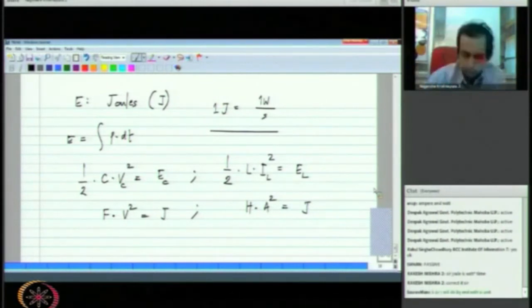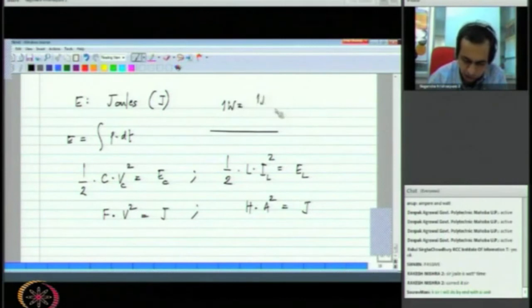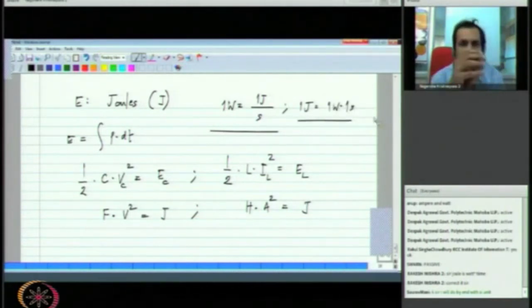Now it appears that I made a mistake here. The power is the rate of change of energy. So 1 watt is 1 joule per 1 second, or 1 joule is 1 watt times 1 second. This means that if you deliver 1 joule of energy in 1 second, the average power is 1 watt. Alternatively, let's say you have a resistor and it is dissipating 1 watt, and if you wait for 1 second, it would have dissipated 1 joule of energy.